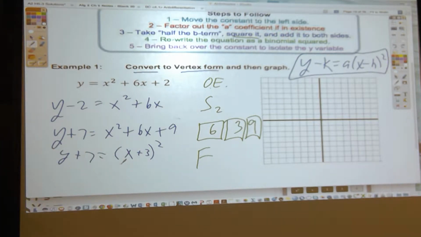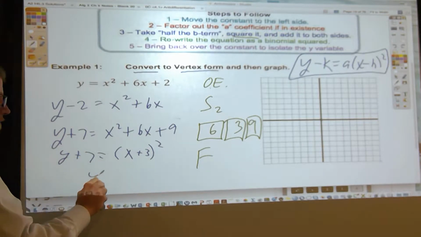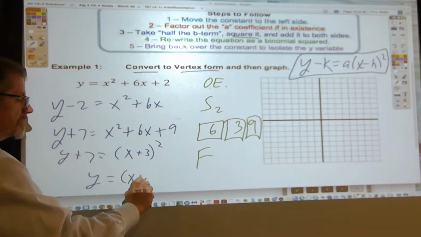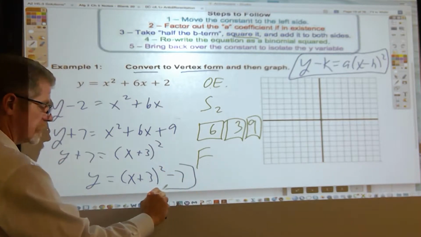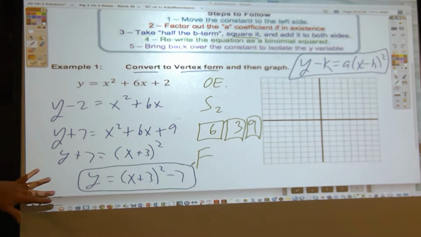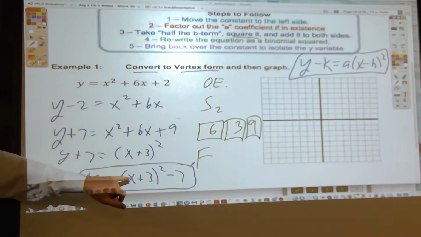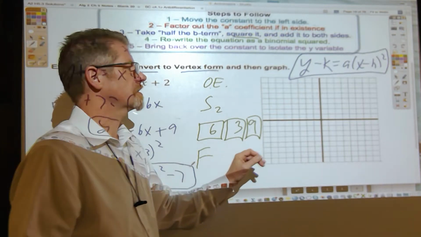So we did it. We put it in vertex form. Now, if you want, you don't have to, but you can subtract 7 from both sides so that it's a form into which it can be typed into the calculator. This is the form that is calculator ready. But the whole point is that now we can see, just like when we were creating models of the bridge, where the vertex is located.